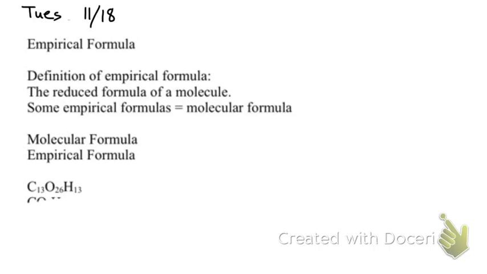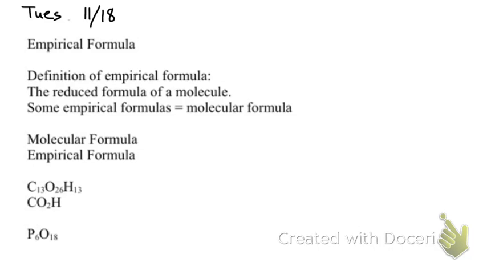The way we convert this to the empirical formula is by dividing by the largest number that will go into all three of those. It looks to me like 13 will go into all three of those. So when we divide every subscript by 13, we get CO2H. This is the molecular formula. This is its empirical formula.